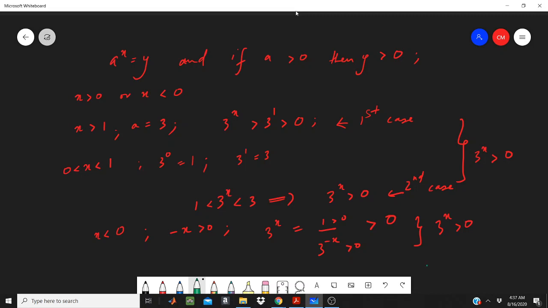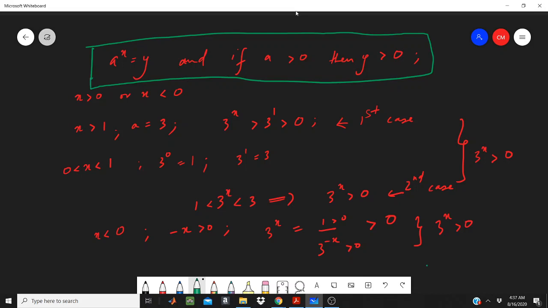Whatever you choose x to be over here, when we had a equals 3, y was always greater than 0. So let me go to a new slide so that I can write down more clearly. So 3^x is always greater than 0 for all x.